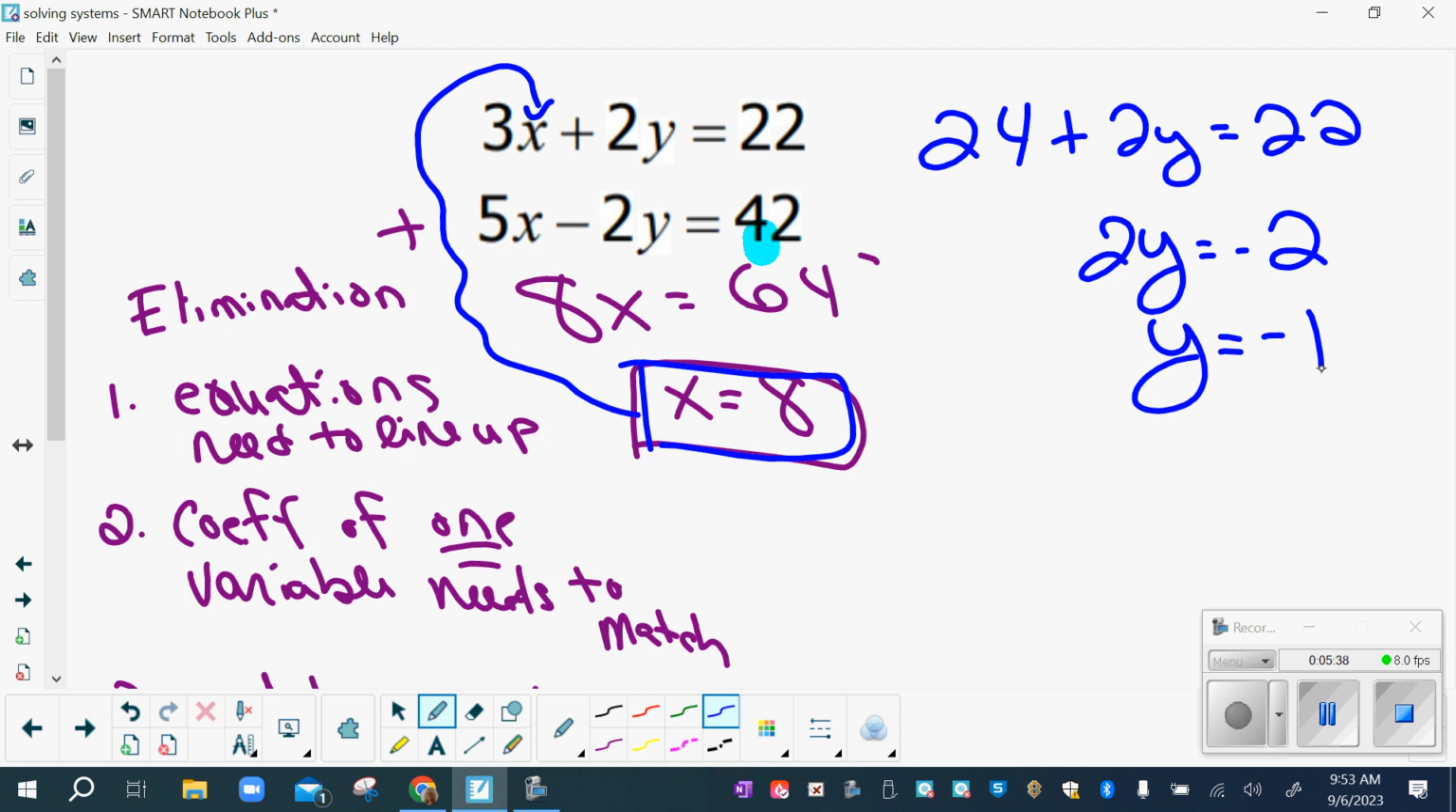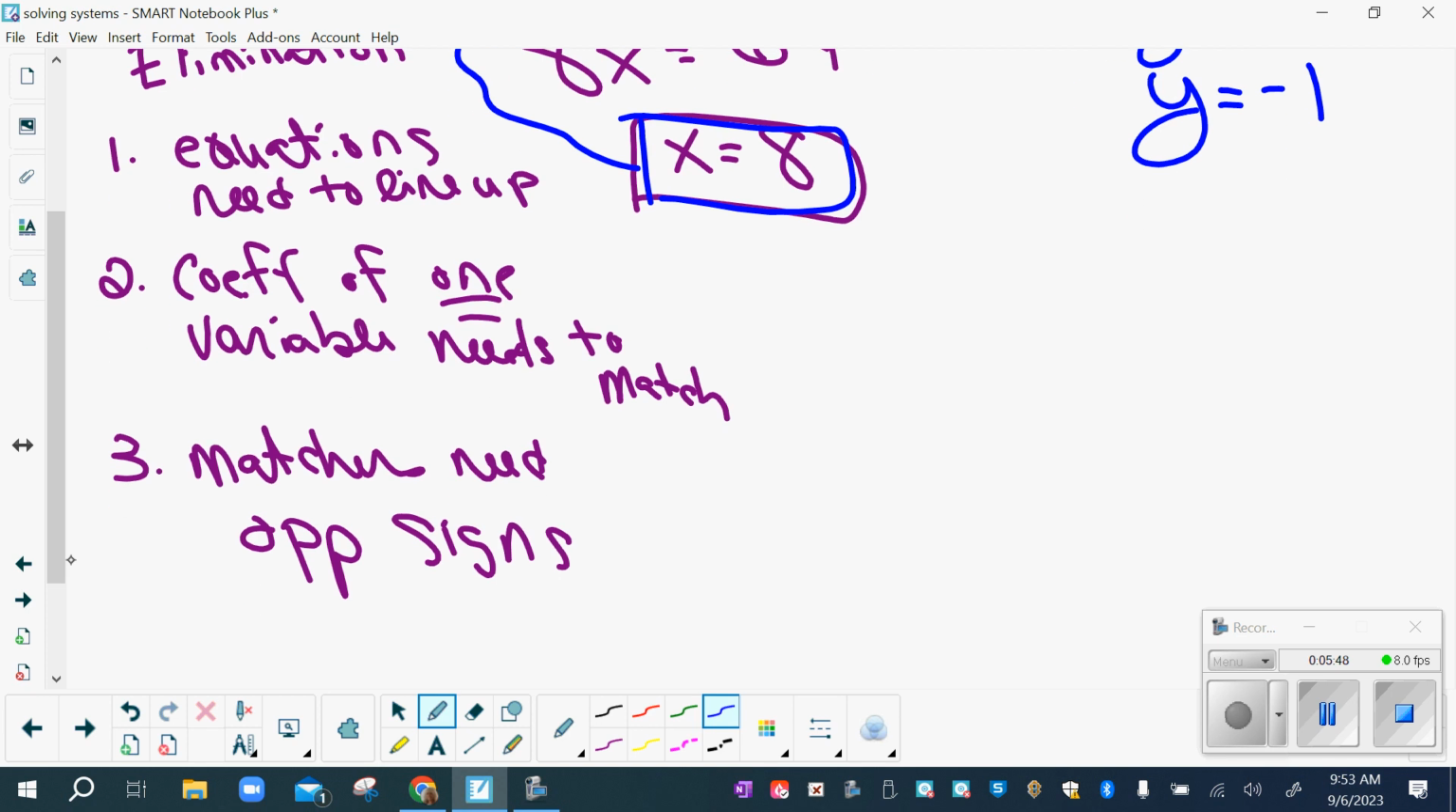if I'm a junior especially, is it easy to check your work by plugging it in? It's super easy to check your work. You just plug in X and Y, make sure it works. Oh, the third one is make the matchers have opposite signs.